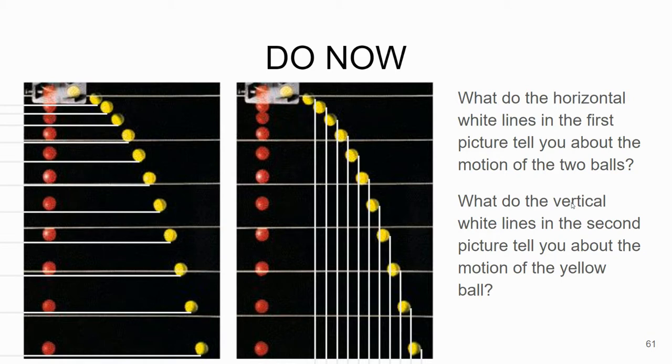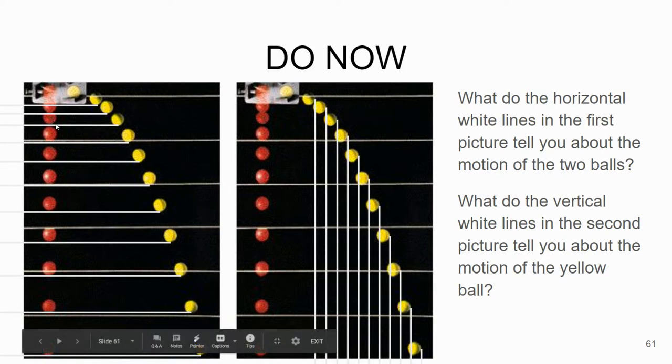So, notice the horizontal white lines, which indicate the vertical position of the two balls. Two things to notice. They're getting more and more spaced out as the balls go down. That's because the balls are accelerating downwards. And the other thing is, it's the same white line for both the red and the yellow balls.